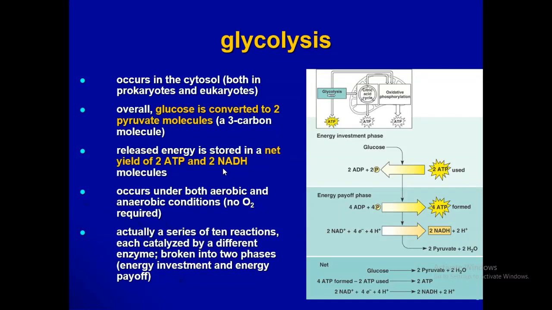So, glycolysis occurs in the cytosol. Overall, glucose is converted to 2 pyruvate molecules. So, released energy is stored in a net yield of 2 ATP and 2 NADH molecules. So, occurs under both aerobic and anaerobic conditions. So, it's a 10-step metabolic pathway. Okay? Divided into 2 phases actually.